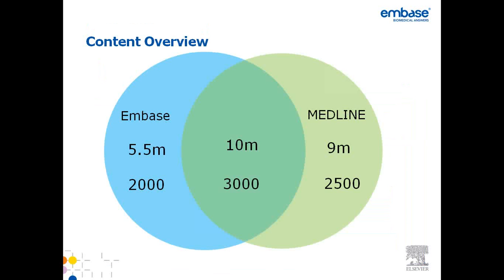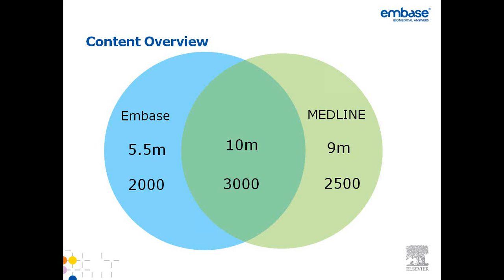So here is an overview of the Embase Medline content. Now this can be a little bit tricky to visualize to start with, so we've tried to draw a diagram for you here. So we have Embase with 2,000 journals, which accounts for about 5.5 million articles. The circle that you're looking at in the middle, the overlapping circle, is of course the Embase and Medline overlap.